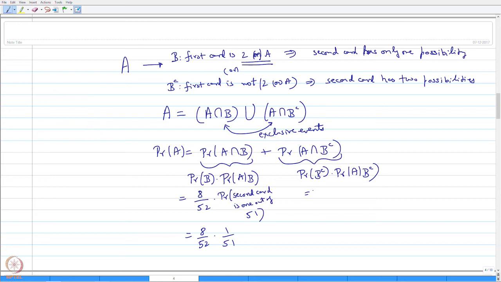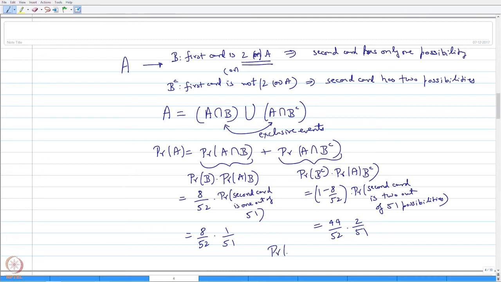So, what about here? Probability of B complement is 1 minus 8 by 52. So, 1 minus 8 by 52 times here what? Probability of second card is 2 out of 51 possibilities. So, what is 1 minus 8 by 52? 52 minus 8 is 44, 44 by 52 times 2 by 51. So, if you do these two things, finally you can put it together and write down probability of A.